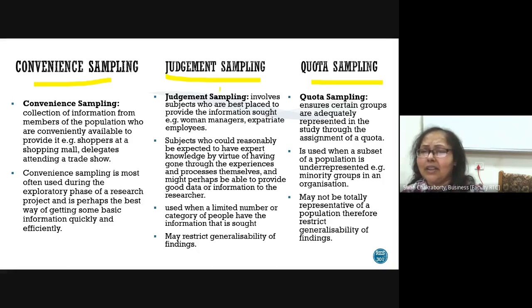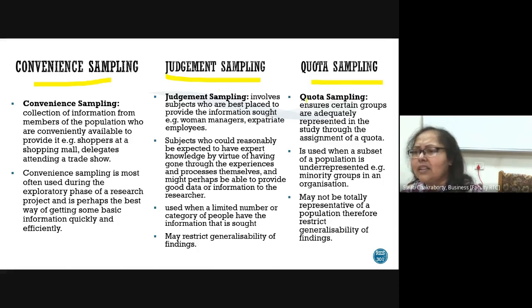Judgment sampling involves subjects who are best placed to provide the information, such as women managers or expatriate employees, who could reasonably be expected to have expert knowledge by virtue of having undergone the experiences and processes themselves. They might be the persons who would be able to provide good data to the researcher. It's used when a limited number of categories of people have the information that is needed, and may restrict generalizability of findings.